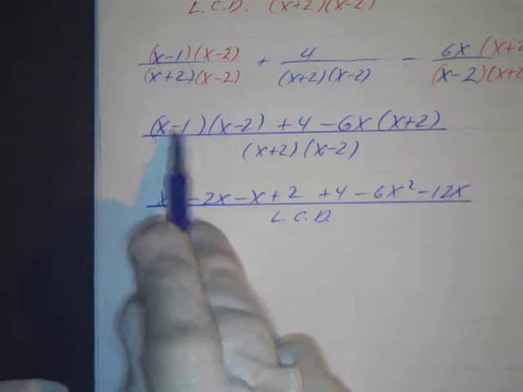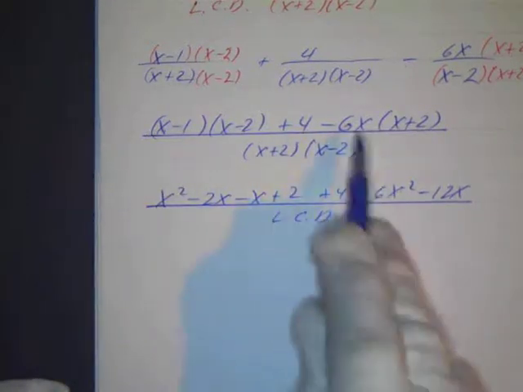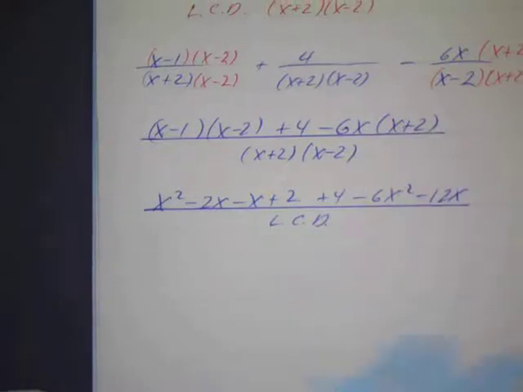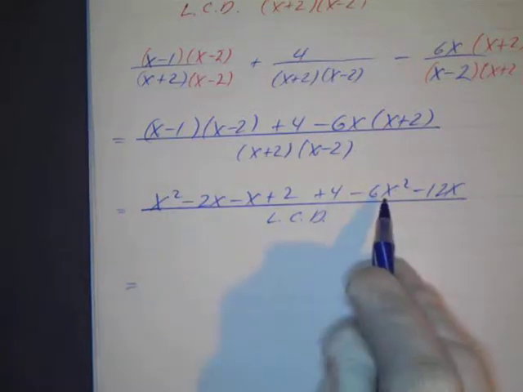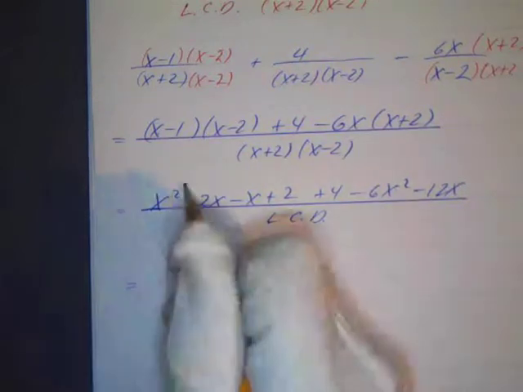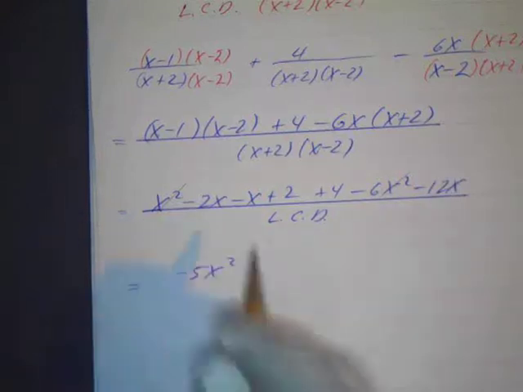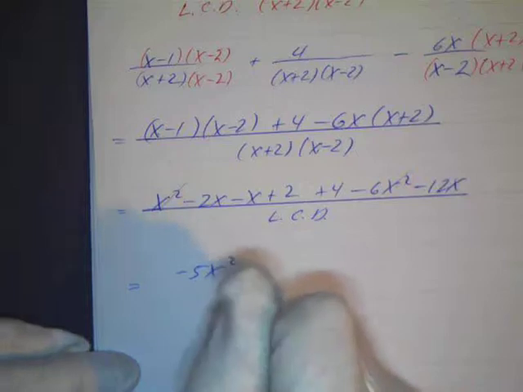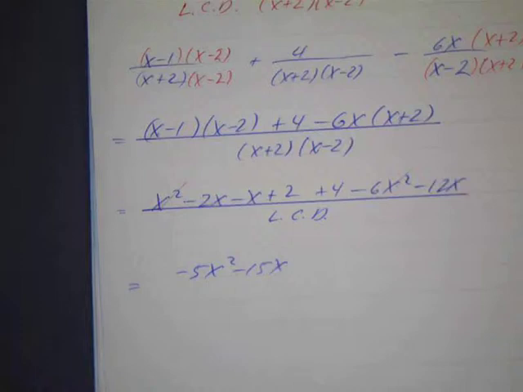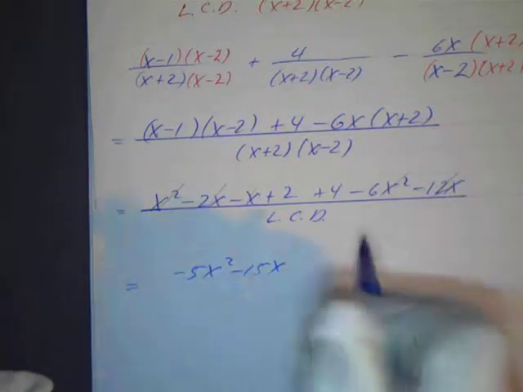Okay, so double check. x squared minus 2x minus x plus 2 plus 4, negative 6x squared, negative times a positive is negative 12x. So I double checked that. And then this is going to equal, so I've got x squared minus 6x squared is negative 5x squared. Kind of just check those off. So minus 5x squared. And then I've got negative 2x, and negative x is negative 3x, and negative 12x makes negative 15x. All right, so that takes care of those. And 2 plus 4 is 6.